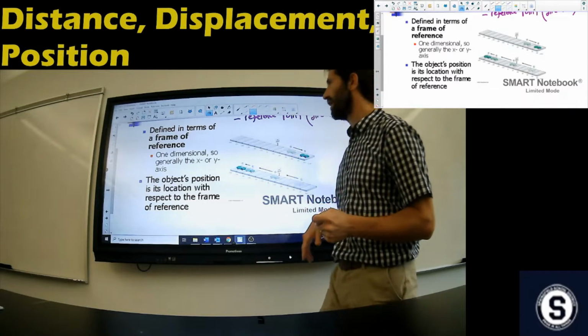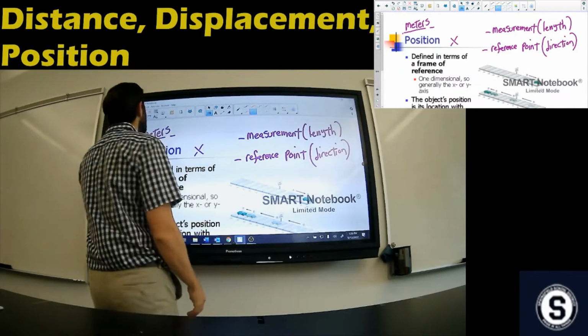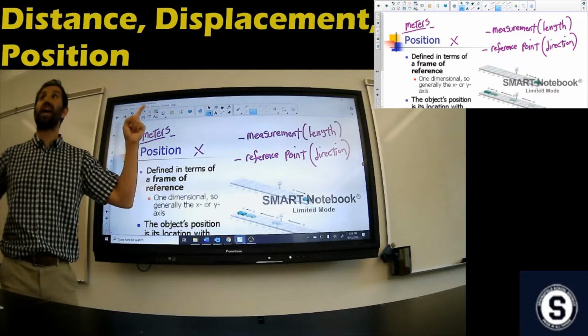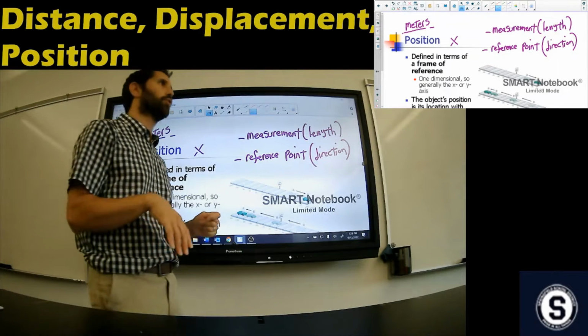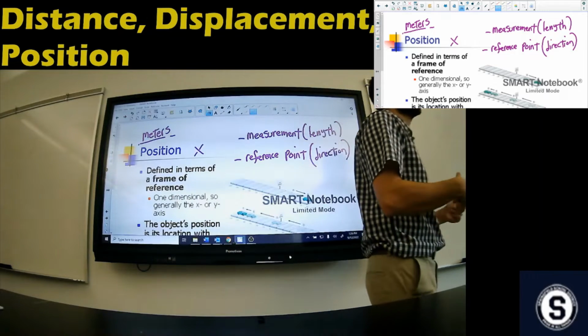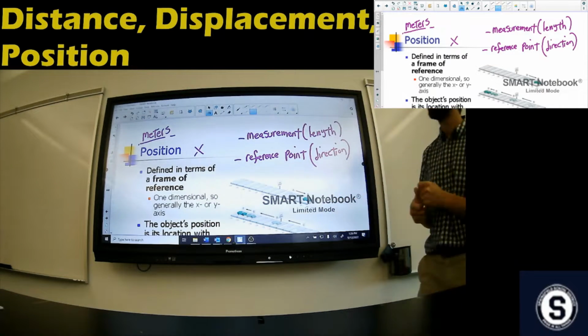You'll notice that I wrote up here a couple of things in purple. So I wrote meters. The standard unit that we're going to use to measure position is meters. Could we use feet? Sure. Could we use inches? Sure. Could we use centimeters? Sure. The SI unit is going to be meters.